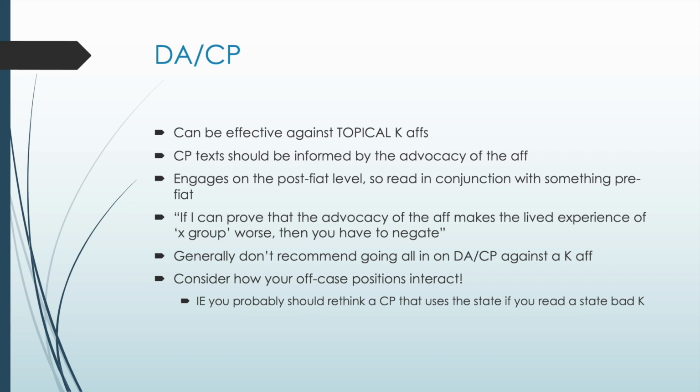But in engaging on the post-fiat level, you should say something along the lines of, if I can prove that the advocacy of the aff makes the lived experience of X group worse, then you have to negate. So if the aff is trying to solve for ableism, if I can prove that the advocacy of the aff makes the lived experience of people with disabilities worse, then you have to negate. And there are instances where the X group will be everybody, right? If it's a securitization or a capitalism aff or militarism or anything like that. But in essence, you're trying to prove that the aff is bad post-fiat, and you say a line like this to prove that if you win the post-fiat debate, you can still win the round.